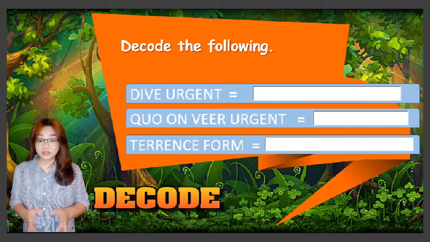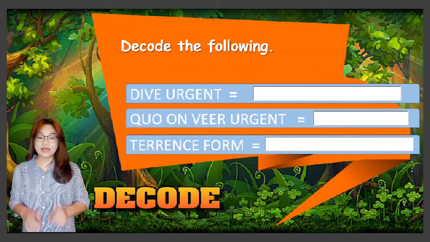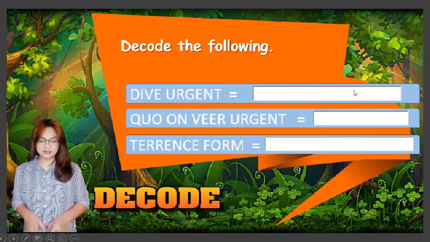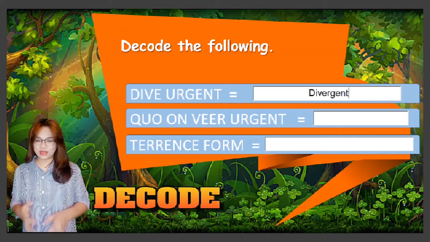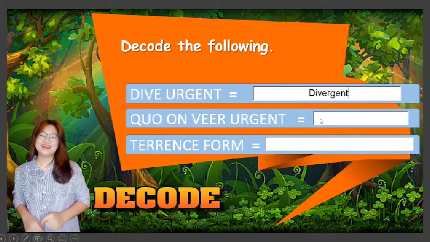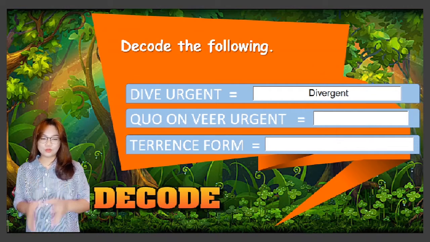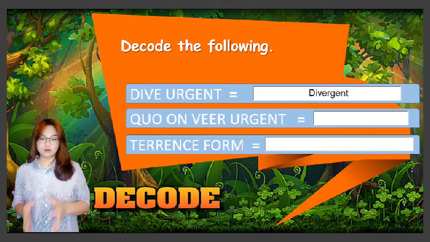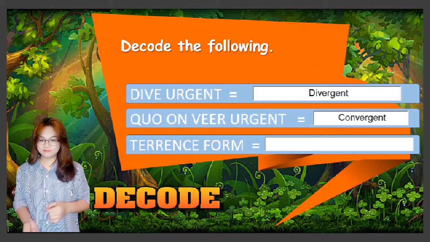Okay, so let's read the first word all together out loud. Divergent. Divergent. What do you think that word is? Divergent, that's right. Now, next, we have co-on-veer-urgent. Co-on-veer-urgent. What do you think the word is?